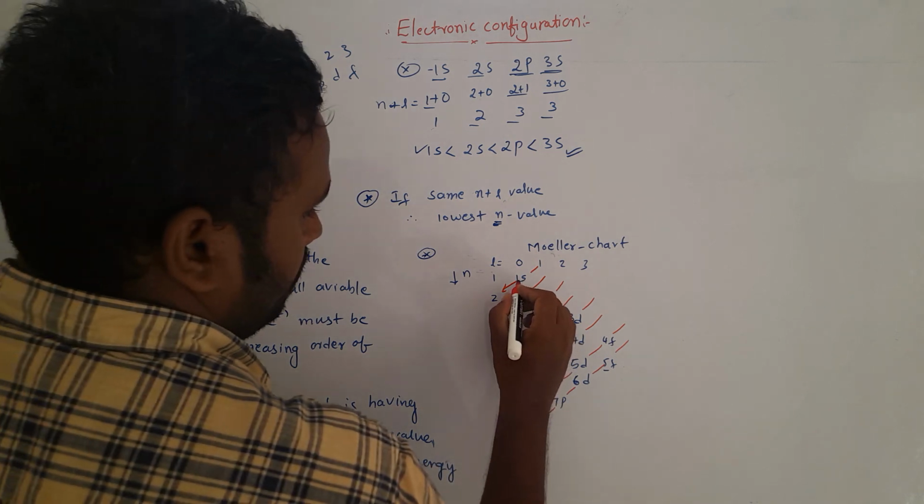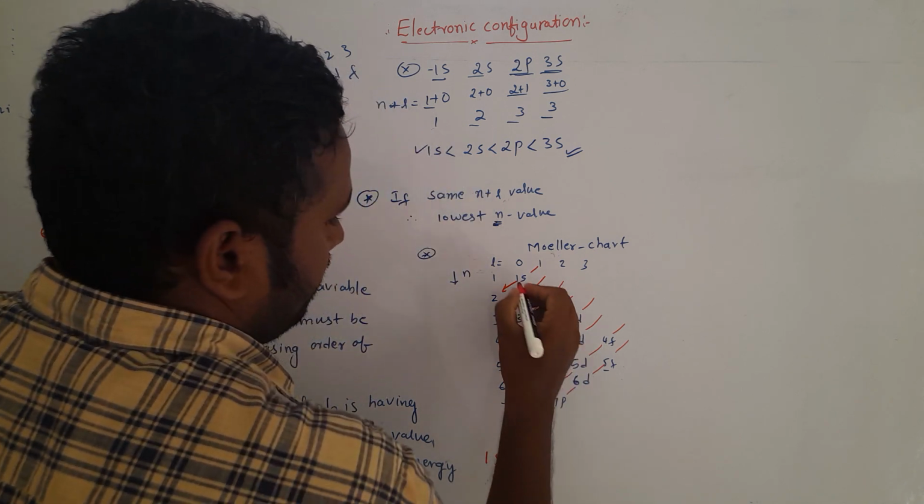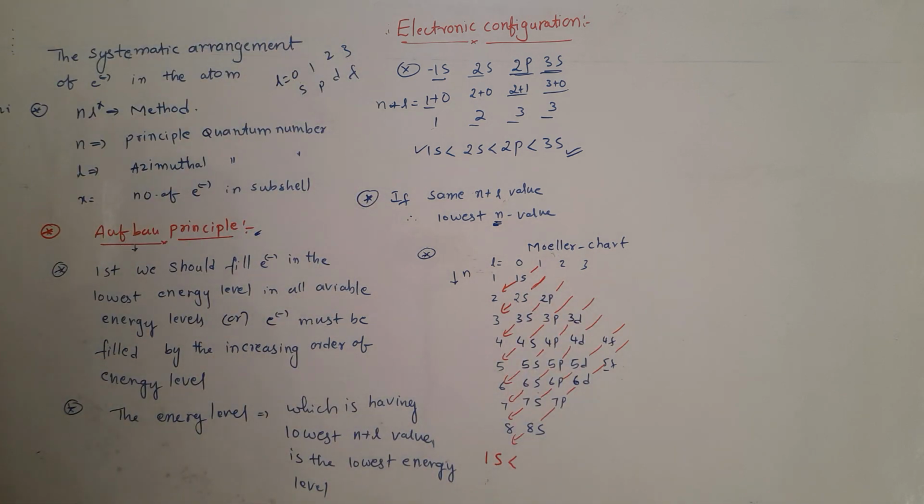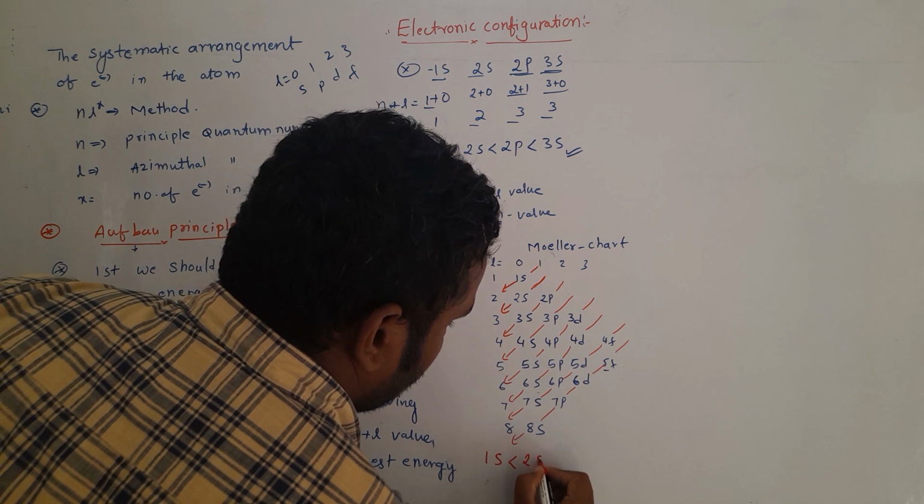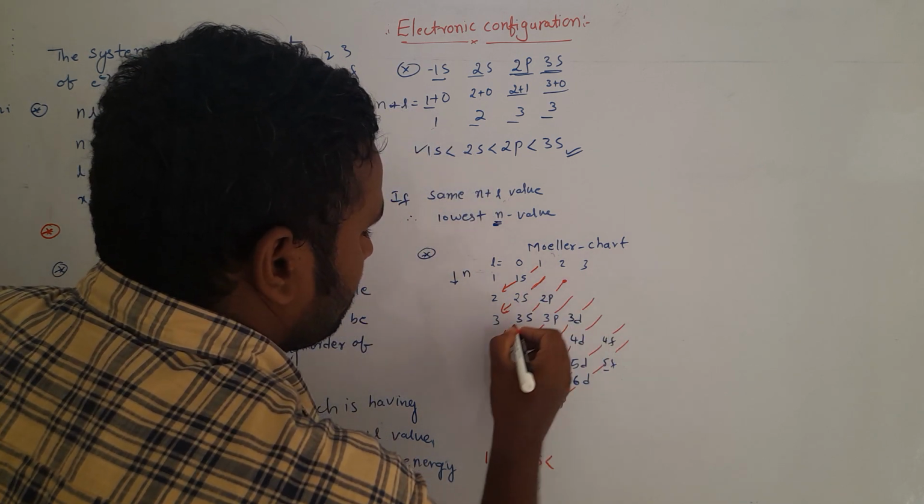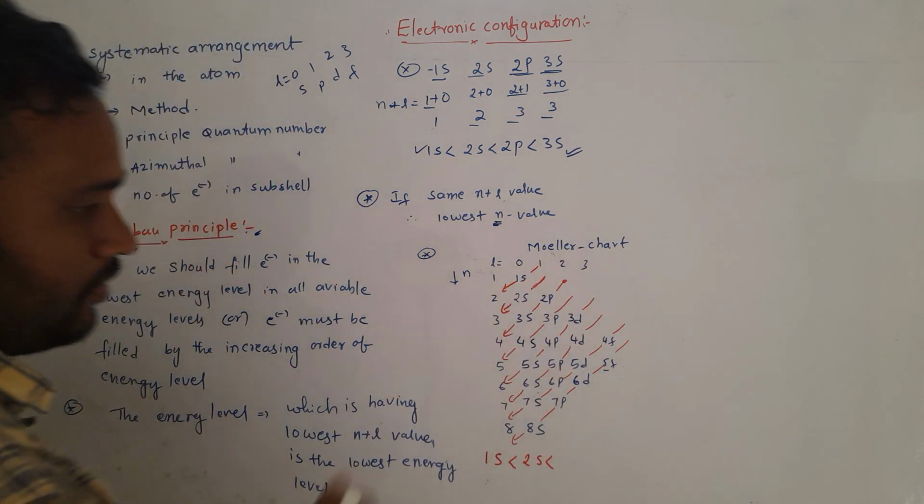So first 1s is less than, then you should come again to the tail position of the next arrow. What is the tail position of the next arrow? You will get 2s. Now this arrow is completed, and again you should come to the tail position, not from the head position. Tail position only we should come, from the back side only.